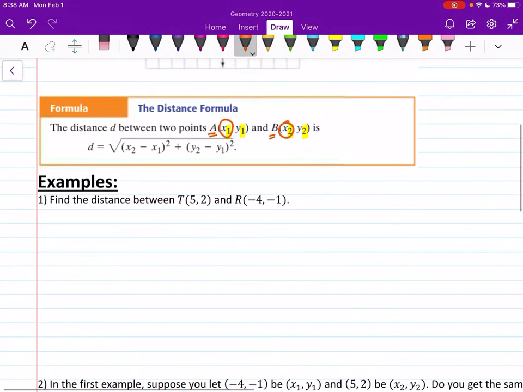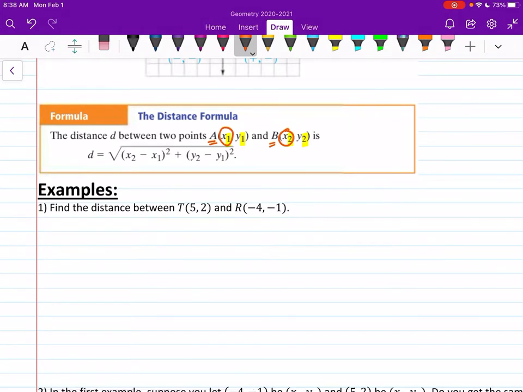Example, find the distance between T at (5, 2) and R at (-4, -1). So in order to do this, I'm going to call my first point x1, y1, and my second point x2, y2. So x1 equals 5, y1 equals 2, x2 equals -4, and y2 equals -1.